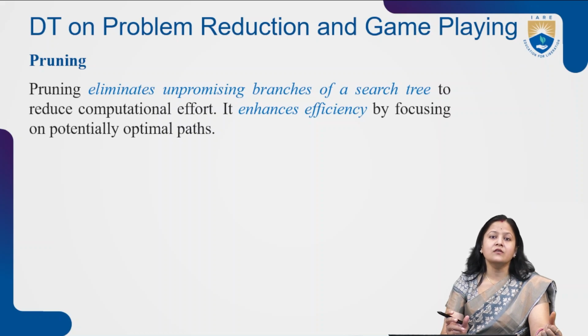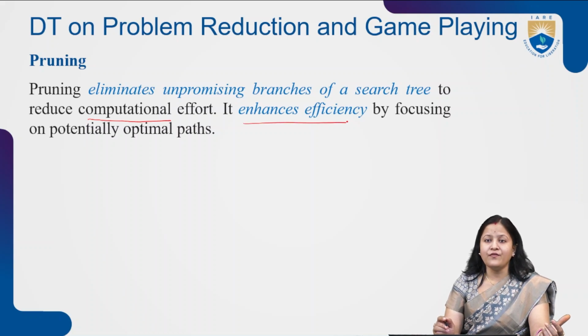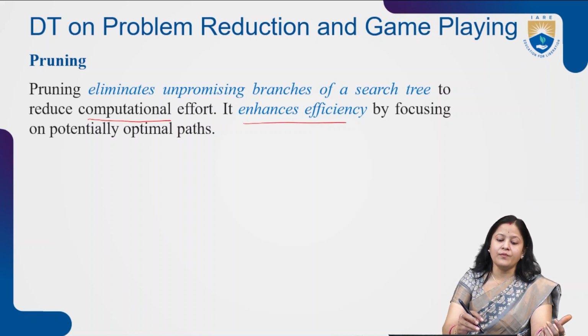That terminology is called pruning. Especially this pruning concept is used in game playing, that too in the alpha beta pruning algorithm. So if the unnecessary branches or unnecessary leaves which do not have any impact on the final decision are pruned, then it can enhance the efficiency. That means it can reduce the time of search as well as the cost of the search. So it reduces the computational cost as well as enhances the efficiency to find the optimal path.